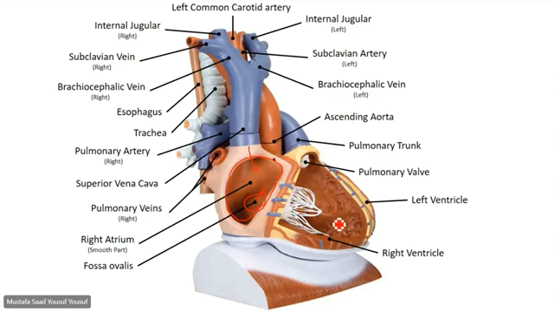What about the right ventricle? Here is the right ventricle, opened. Notice the trabeculae; all of these are trabeculae. Here is one of the papillary muscles, and here I have the chordae tendineae of the tricuspid valve. Notice this region: it is smooth, not trabeculated. This is the outflow tract of the right ventricle, which we call the infundibulum.